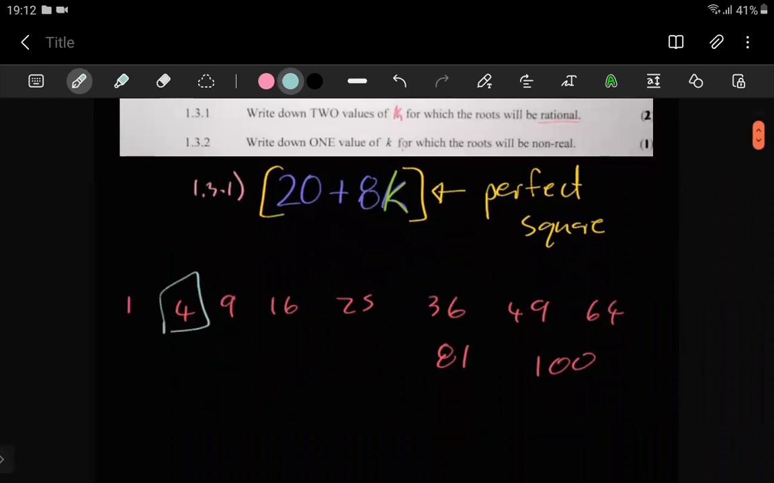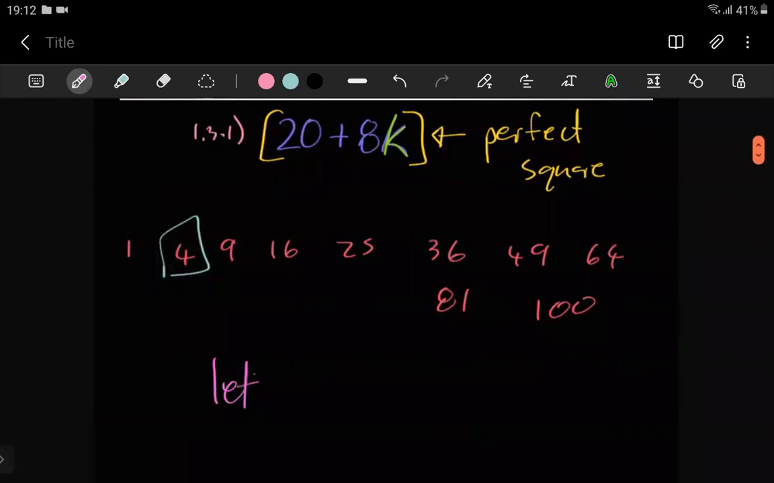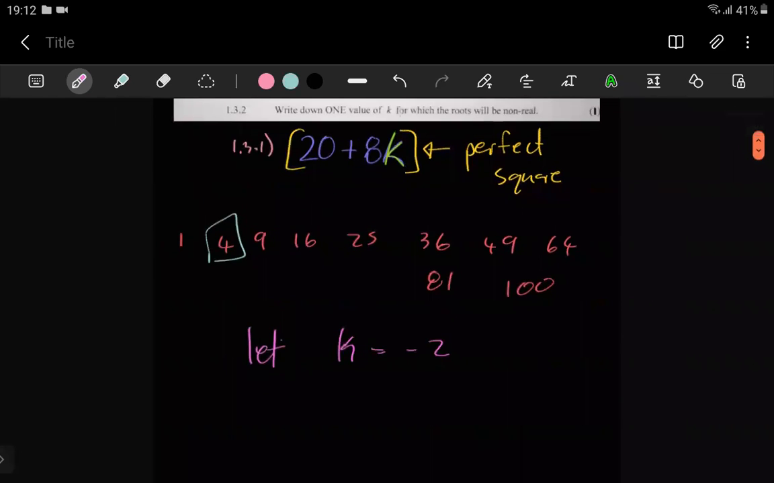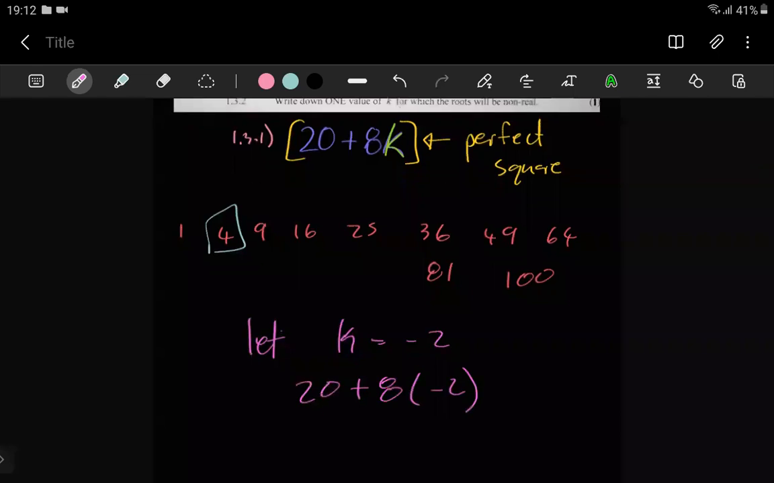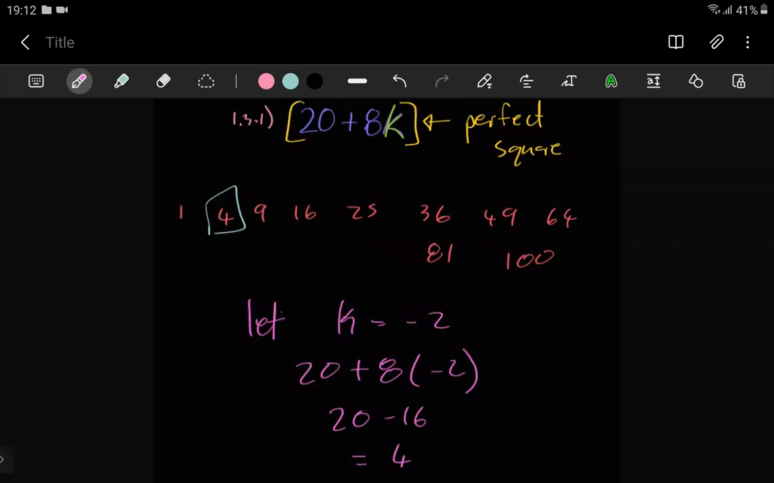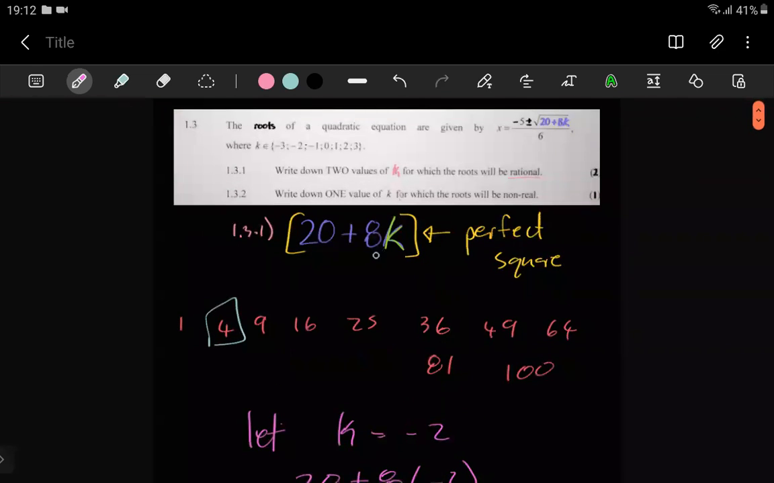Let me repeat while writing it out, right? Let k equal -2. If k was -2, we would have here 20 plus 8 multiplied by -2. This would result in us having 20 minus 16, which is going to give us a 4. And 4 is a square number. So for us to have a square number here, k can be -2.